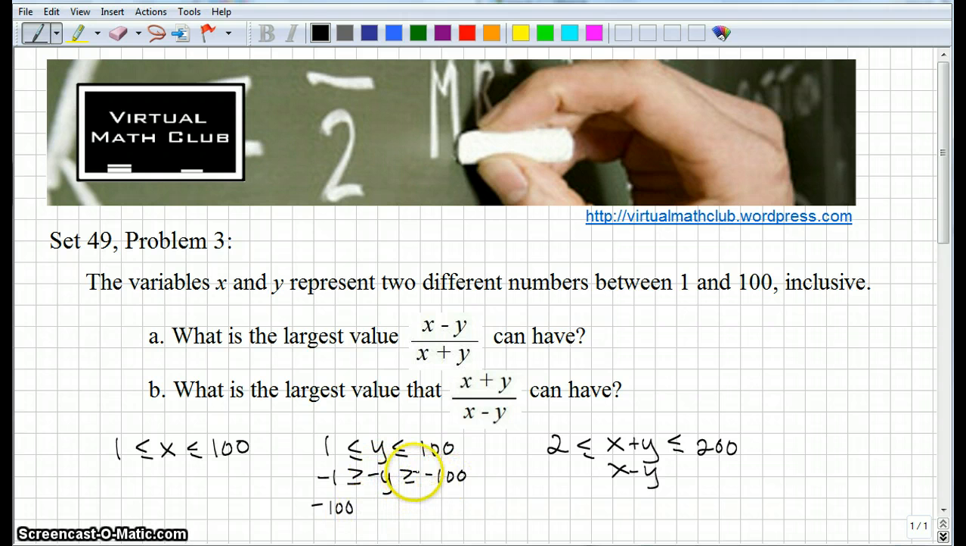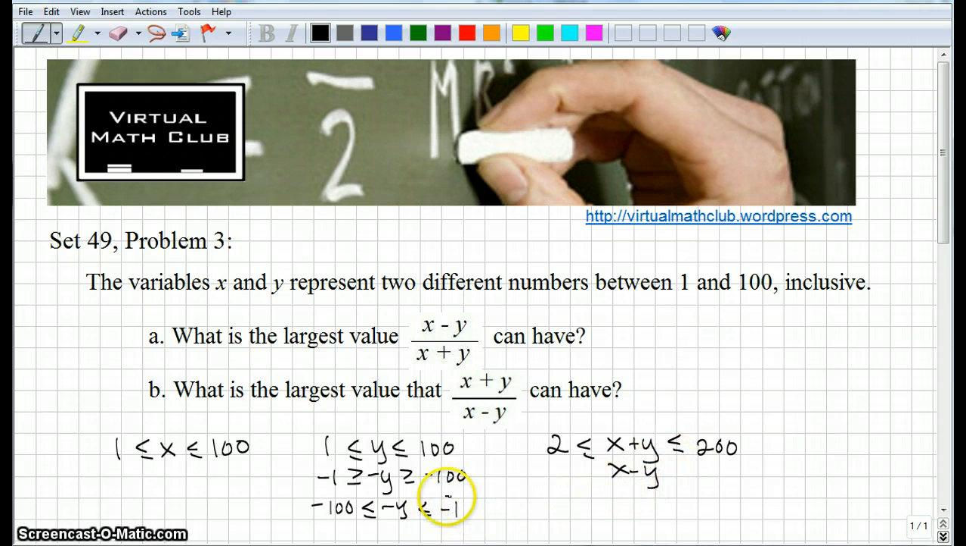So here this is saying that negative y is bigger than negative 100. So we're pointing toward the smaller number. Okay, the small end goes toward the smaller number. Negative y and negative 1. Okay, so negative y is between negative 100 and negative 1. And in this case, negative 100 is smaller, obviously. So, given that, let's see what our range is on x minus y.